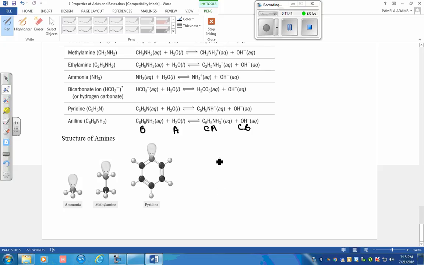One more thing that appeared on the AP exam very recently, you were asked to tell the strength of a group of acids just by inspection. So let's look at these ternary acids, and I am writing them in order from strong for chloric acid to weak.